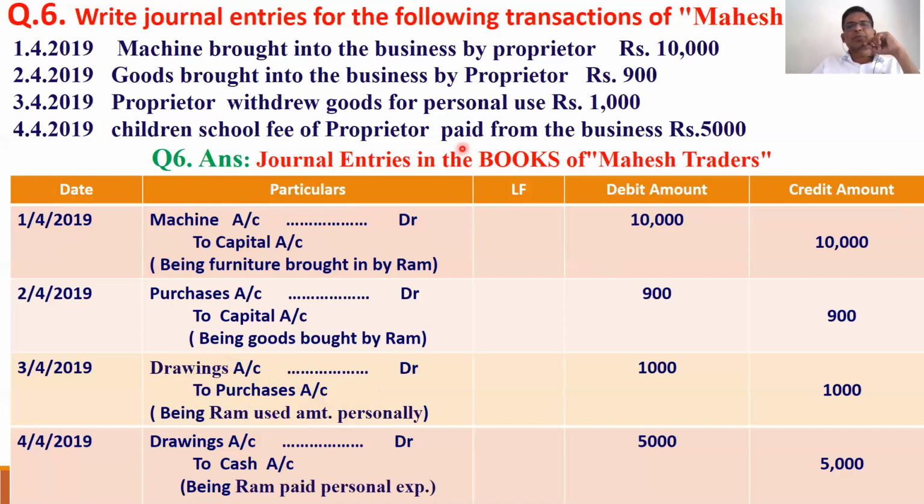Children's school fees paid by the proprietor from the business. So this is also personal consumption by the owner. So the drawings account is debited, cash is going out, so the cash account is credited. This is very important: the owner has two accounts. Whenever he gives, the capital account is credited. Whenever he takes, the drawings account is debited.